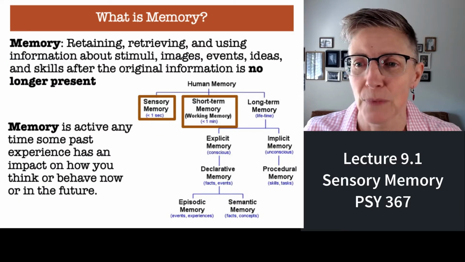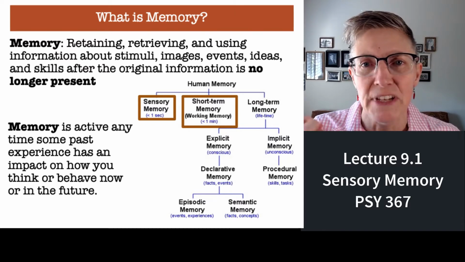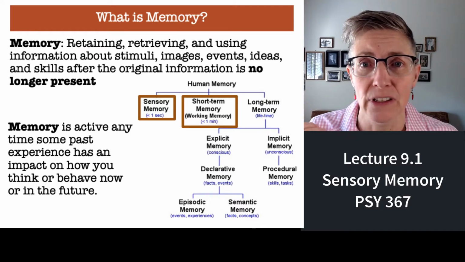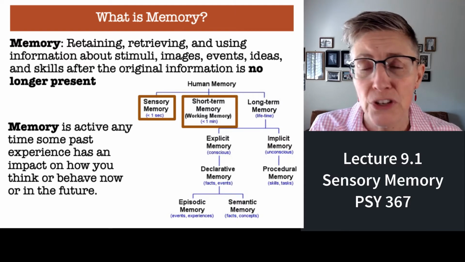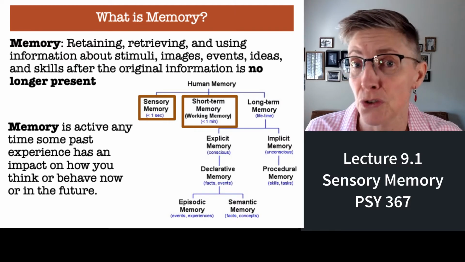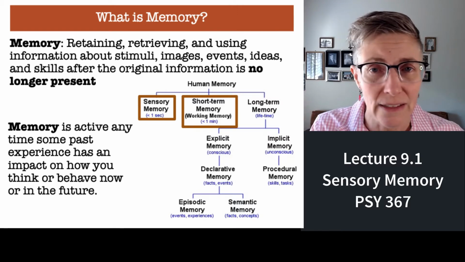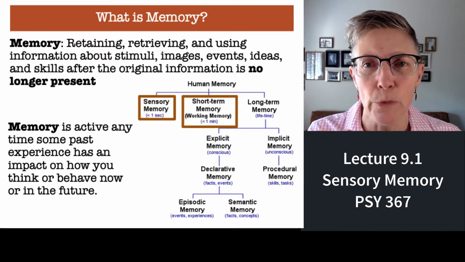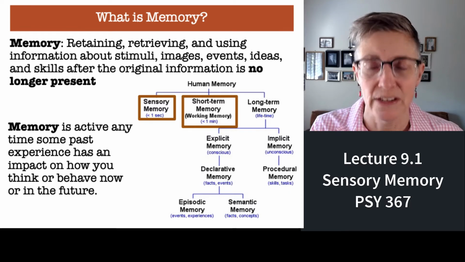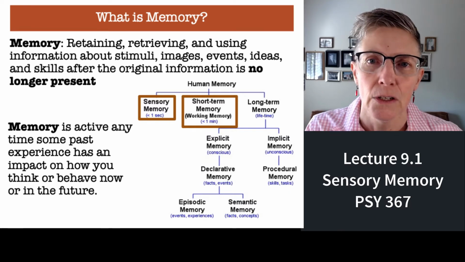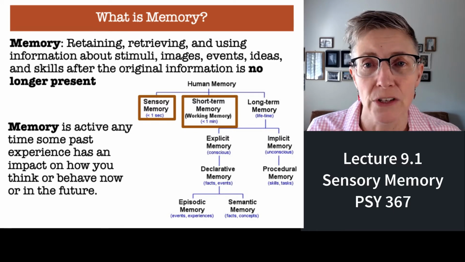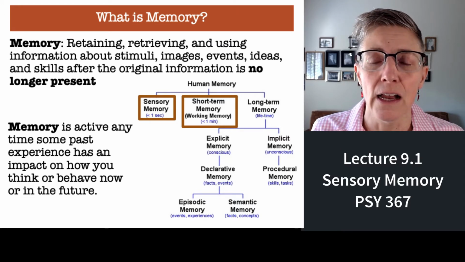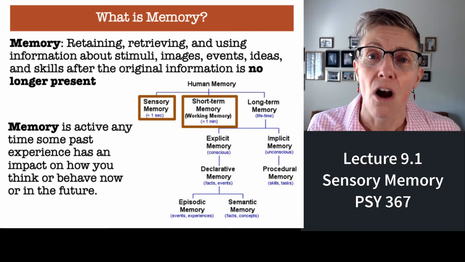What is memory? So memory is any time we obtain information and hang on to it, store it, and then we're also able to use that information later. And that information can be visual, it can be auditory, it can be abstract, it can be a physical image of something, it can be your motor system. But the important part is that information is no longer present, right? So memory is obtaining information, storing it, and using it when that information is no longer available to you.